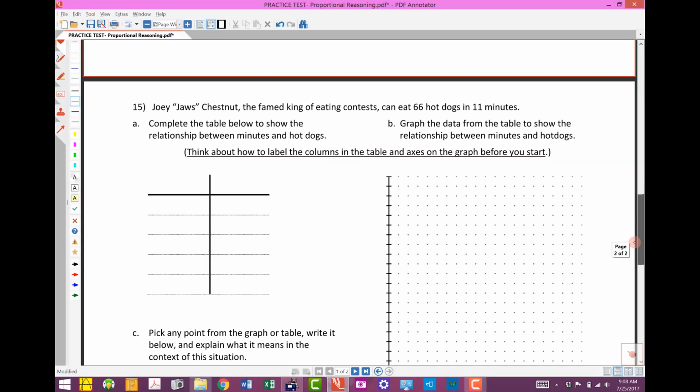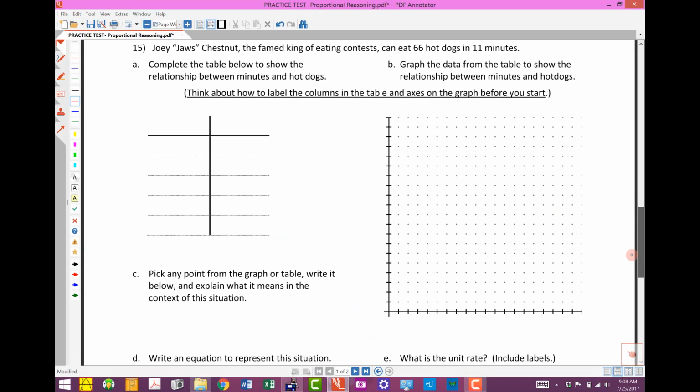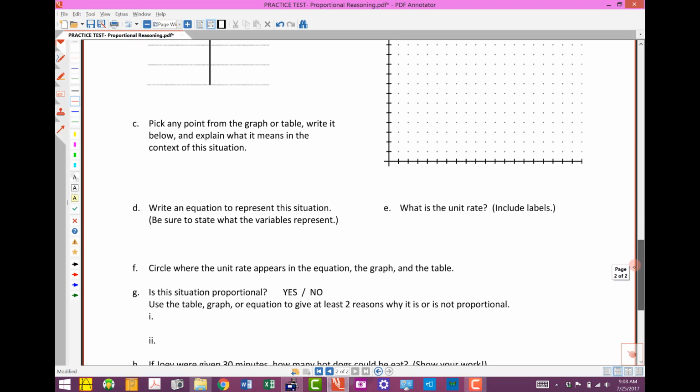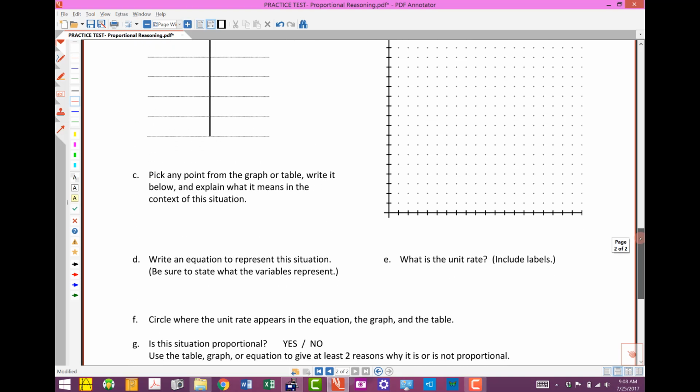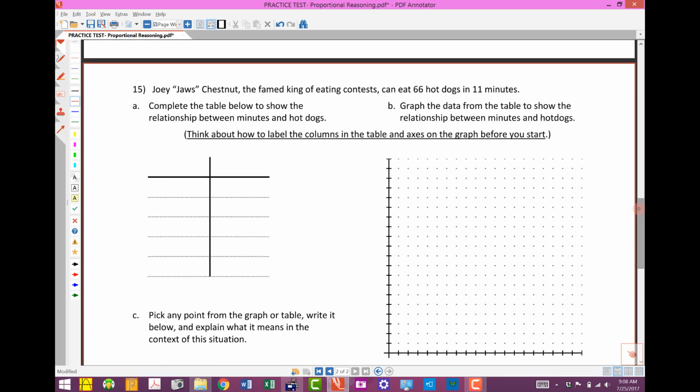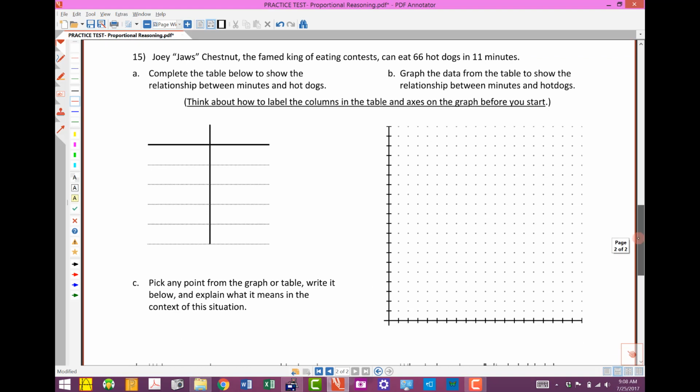All right, we have this story problem. And I think we've talked about Joey Jaws Chestnut before. He's an eating contest guy that goes all over the country winning eating contests. And I think this is actual data. I think this is from one of his Nathan's Hot Dogs eating contests. So you'll notice that this problem has several different parts. So I'm going to leave it right here. And let's fill out what we've got right here.